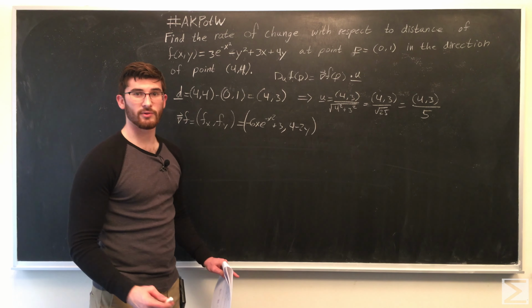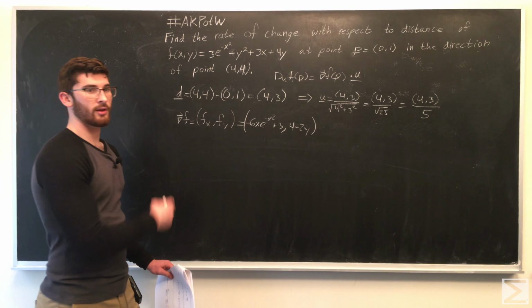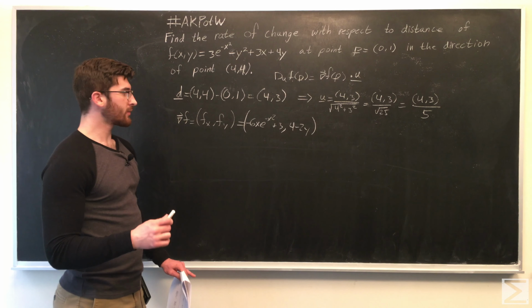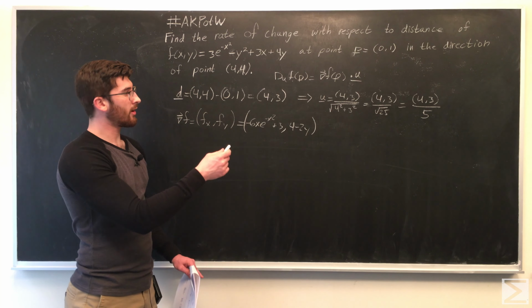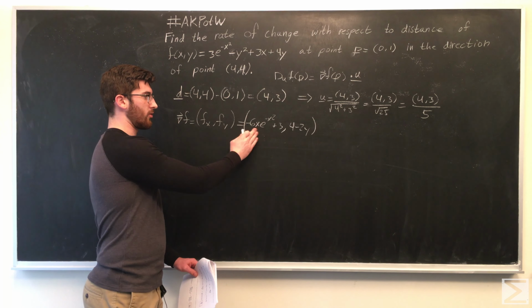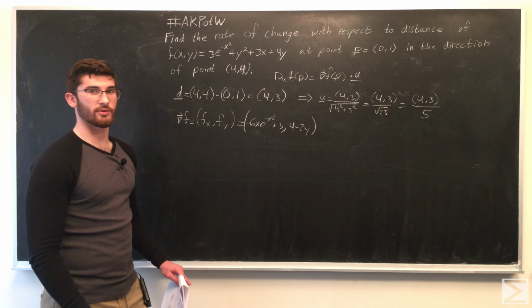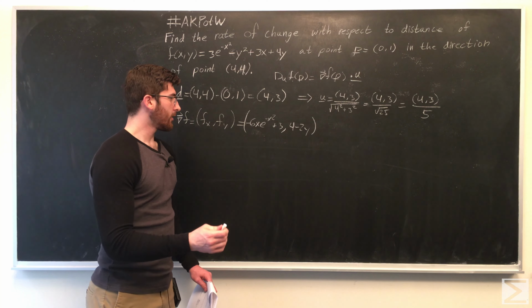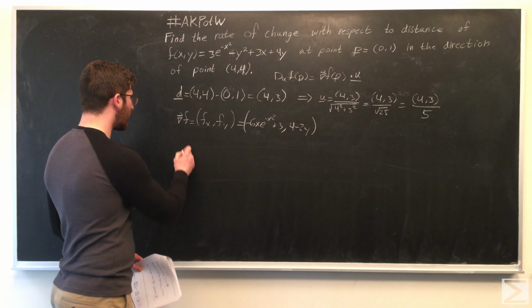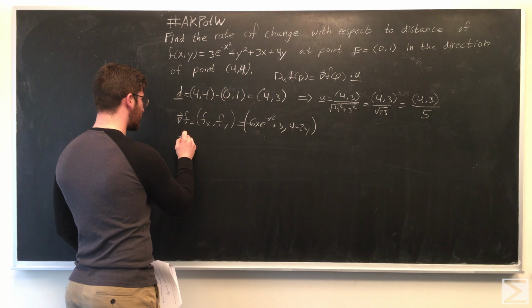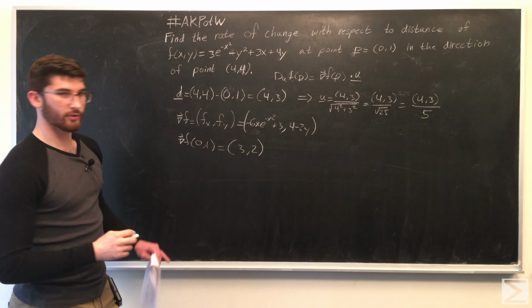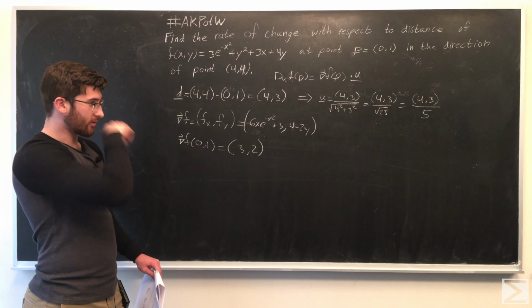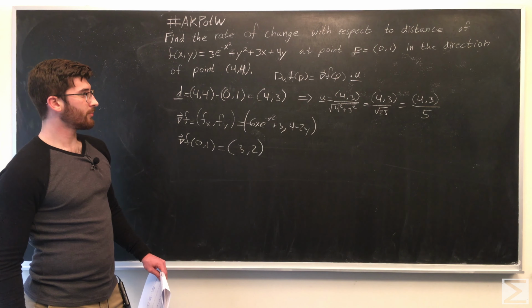So now all we need to do is plug (0, 1) into here, and since the x component is going to be equal to 0, this whole term right here is going to be equal to 0, so it will come out in a nice way. So the gradient vector at point P is equal to (3, 2).